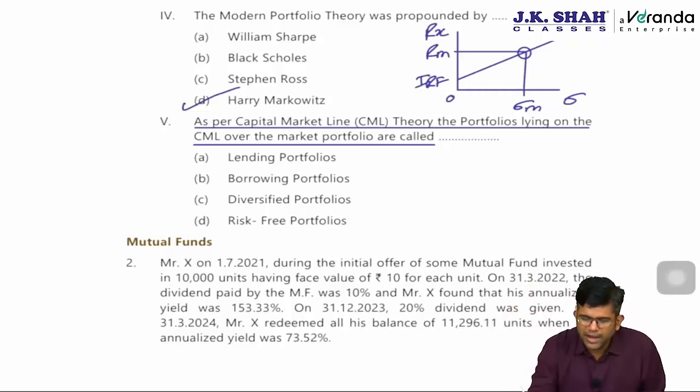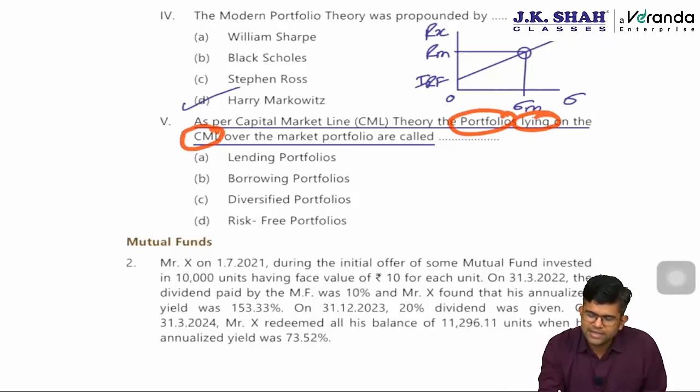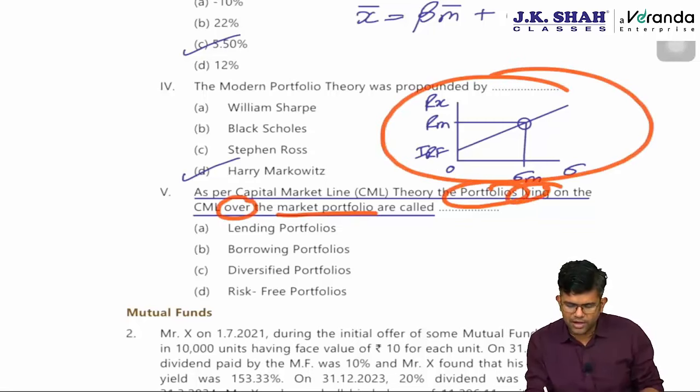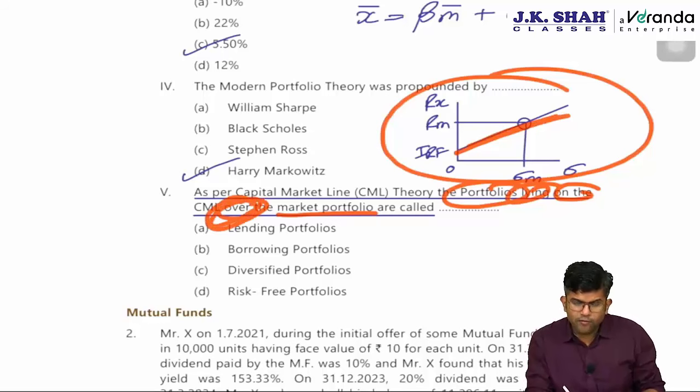So if you want to extend your return and risk beyond the market by investing in market only, then you need to do borrowing and investing in the market, and hence this was called as the borrowing portfolios. These portfolios lying on the line above the market are called as borrowing portfolios. So ideally the answer to point number 5, they are asking the portfolios lying on the CML over the market portfolio. Now students, this word over the market portfolio, they are saying as per the capital market line theory, the portfolio lying on the CML over the market portfolio.